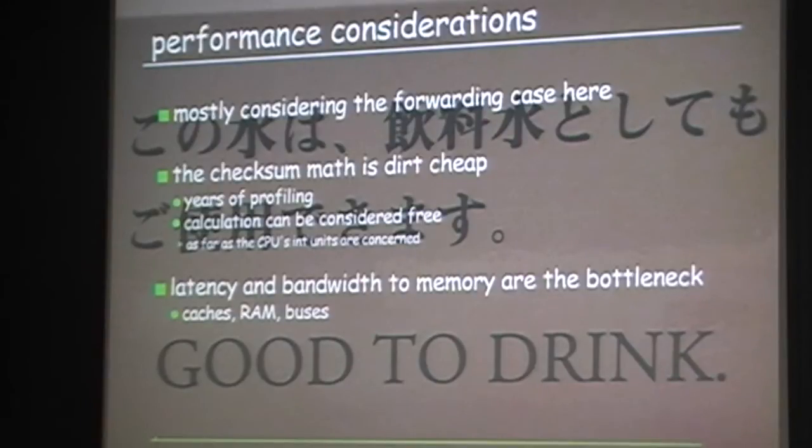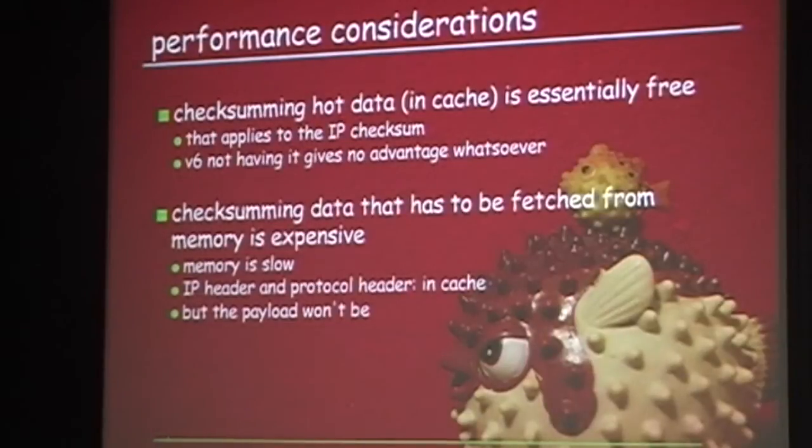And also, another case to consider is the latency to the device you're talking to. So if you're talking to the network, we're talking about latency on the PCI or PCIe buses or whatever in the card zone, right? So that's our limitation. Checksumming hot data, stuff that is in cache, is basically free. You do not even find these things in the profiling graphs. Or it's somewhere way down below. But it doesn't matter, it's free.